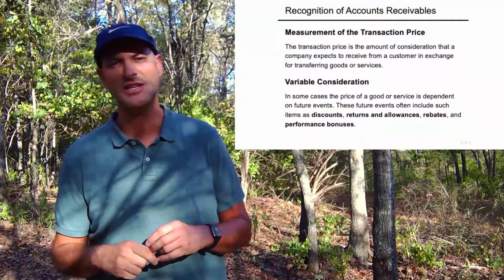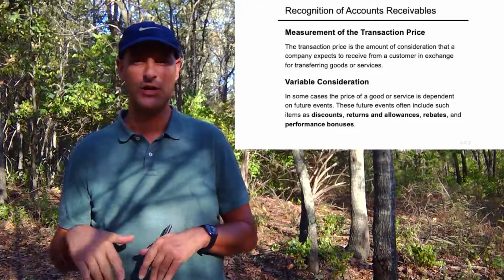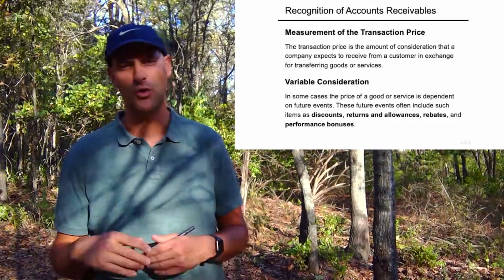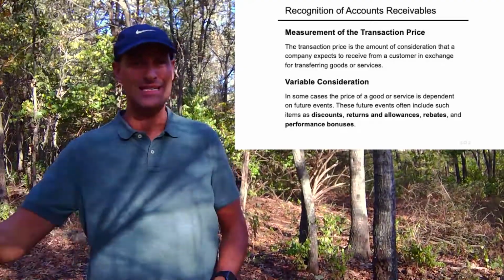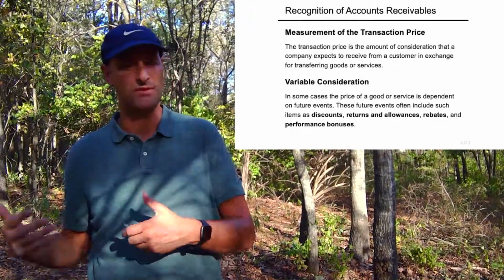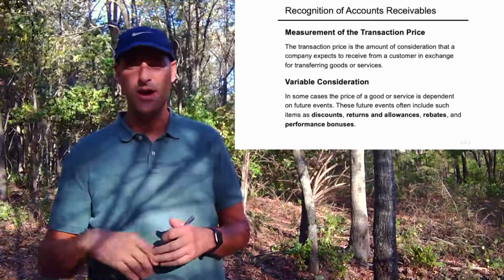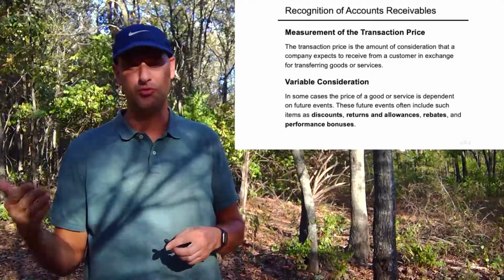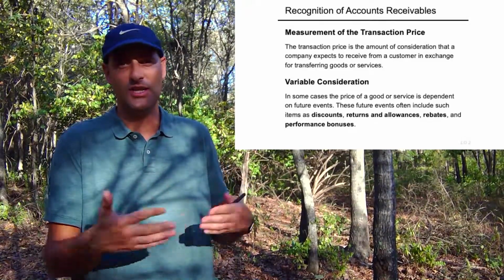Now once we've figured out recognition, now we're going to measure it. So measurement of the transaction price. The transaction price is the amount of consideration that a company expects to receive from a customer in exchange for the goods transferred or the services. That's the amount we expect to get. Now, sometimes that's very straightforward. When I go and let's say I bought something at Walmart and swiped my credit card, the amount Walmart is going to receive for that is pretty set. That is, they know the amount of consideration that they expect to receive.